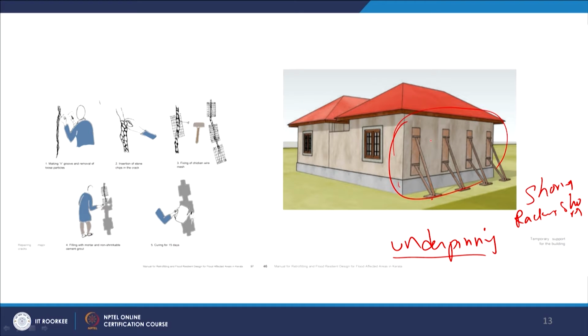Now he explains different scales of these cracks. For instance, if it is a smaller crack, you make a V groove and remove loose particles, then insert stone chips in this. So it's a galleting technique sort of thing. You keep the stone chips, then fix a chicken wire mesh all along, and then fill with mortar and non-shrinkable cement grout. Then cure it for 15 days. The curing is the most important part. Everyone ignores this curing part. It's not just the plaster part of it. So these are a few techniques which he comes up with for how to retrofit these things.